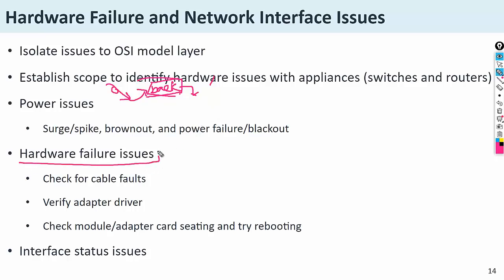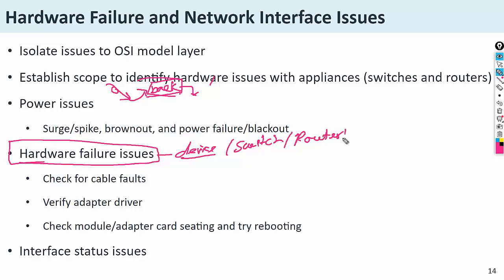Another is a hardware failure issue. In a hardware failure issue, some things are considered. One is a device. Device is considered as hardware. It may be the switch or it may be the router. And there is also the fault of the cables. If any cable is faulty, broken, not working, burning, or anything happened with the cable, it will be considered a cable hardware failure.